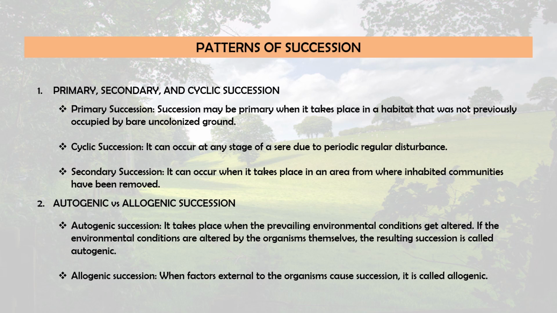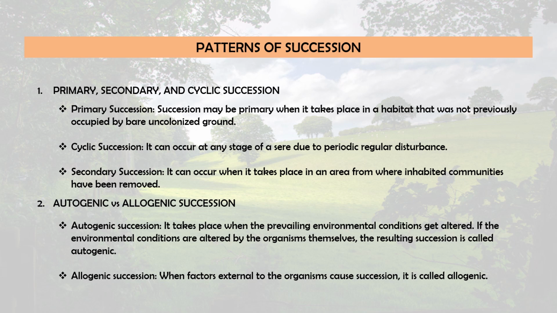Next one is secondary succession. It occurs when the community which has lived in a particular area has been removed, and it occurs when the vegetation is removed but the soil remains intact, and the sere involved in this succession is the subsere or secondary sere. Next one is autogenic or allogenic succession.